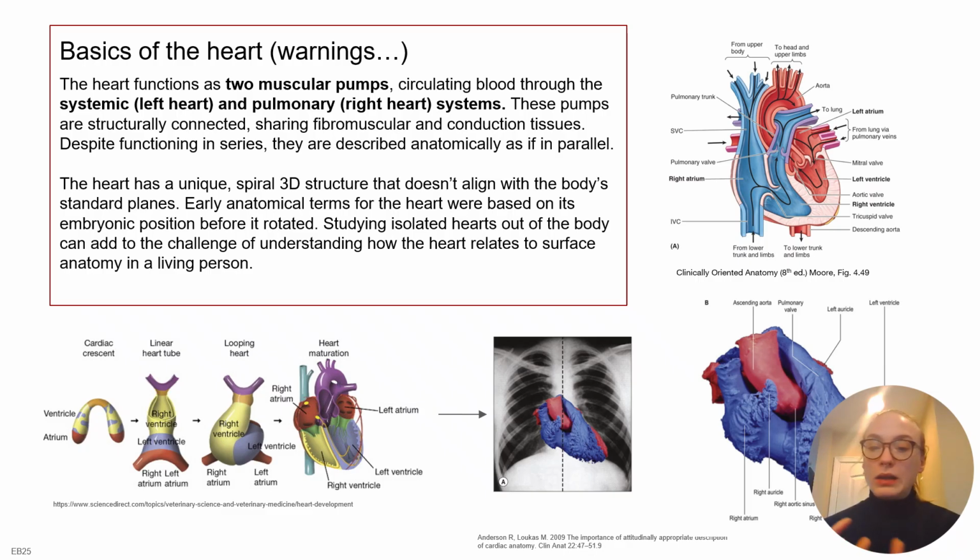This unique 3D spiral it has is because of embryological development, which we could see here in this diagram, which gives it this weird shape. So the right side is mostly anterior, and the left side is going to be the apex, or the point of the heart, and most of the posterior, whereas the atria, which we'll talk about in chambers, are going to be most posterior in the thoracic cavity.